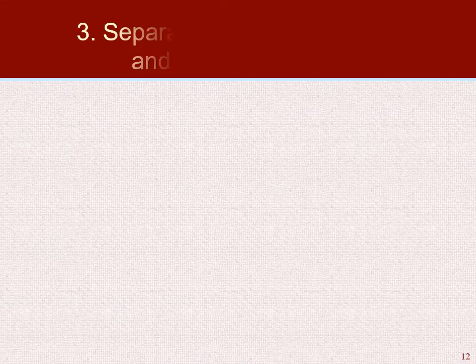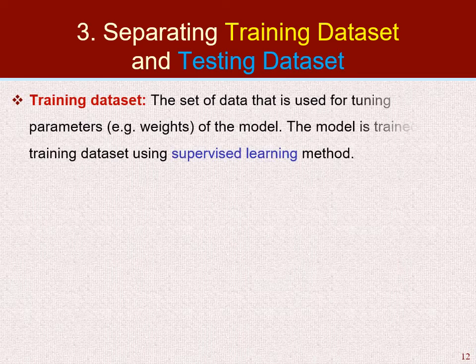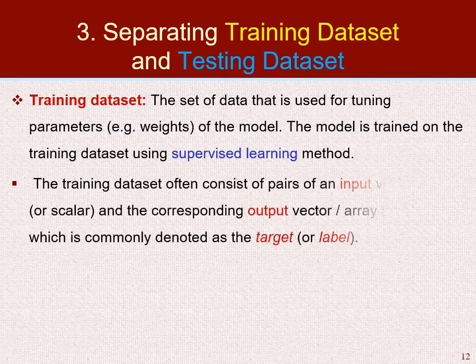What is the training data set? The training data set is the set of data that is used for tuning parameters of a model, such as weights in some models. The model is trained on the training dataset using a supervised learning method. The training dataset often consists of pairs of an input vector or array or a scalar and the corresponding output vector or array or a scalar, which is commonly denoted as the target or label.